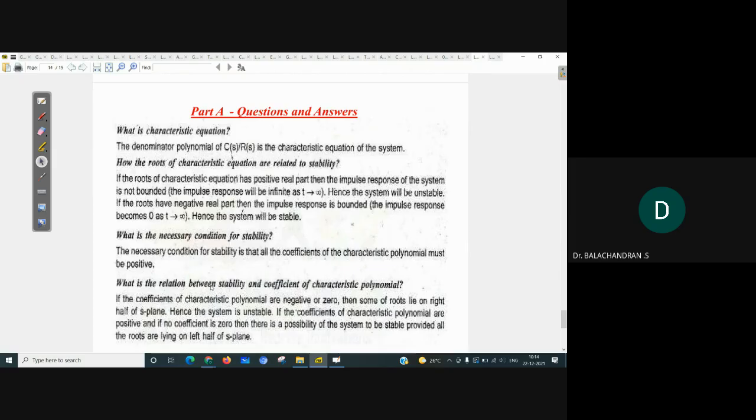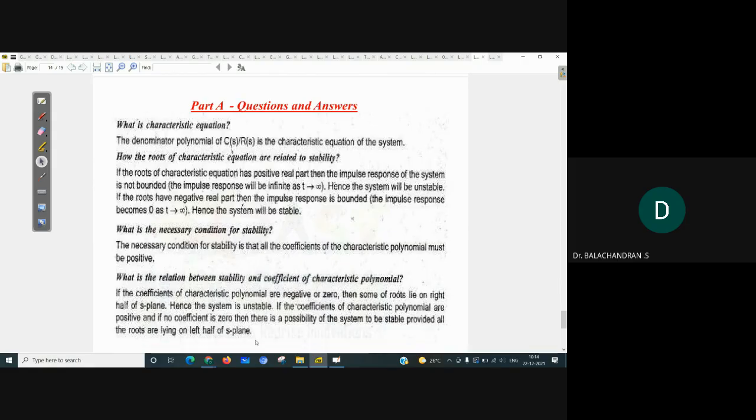What is the relation between stability and the coefficients of the characteristic polynomial? If the coefficients of the characteristic polynomial are negative or 0, then some of the roots lie on the right half of the S-plane. Hence, the system is unstable. If the coefficients are positive and no coefficient is 0, then there is a possibility of the system being stable, provided all the roots lie on the left half of the S-plane.